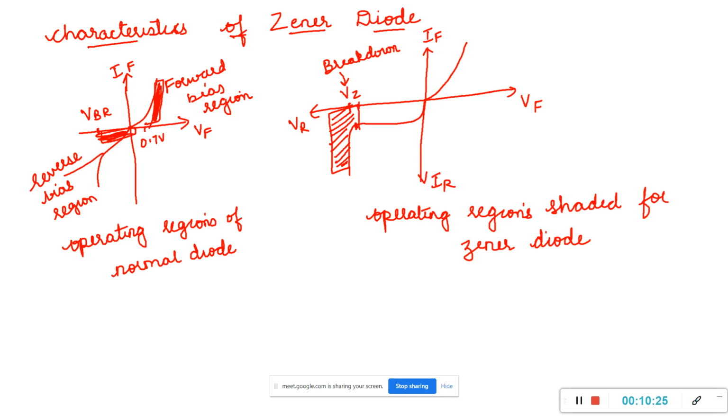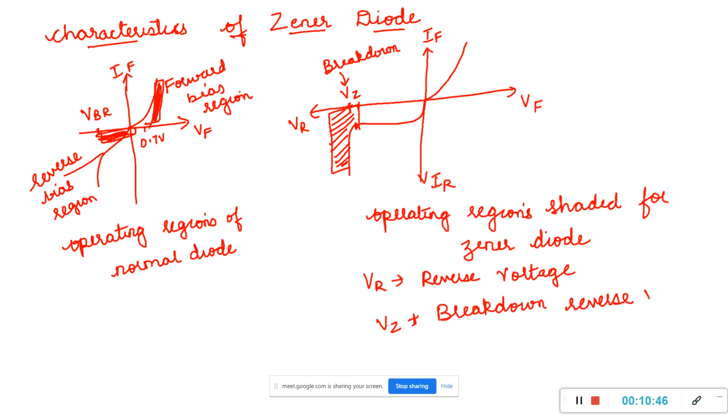So what is this? VR, I'll just tell you. VR is the reverse voltage, the voltage we have applied. Okay, so VZ is the breakdown reverse voltage.